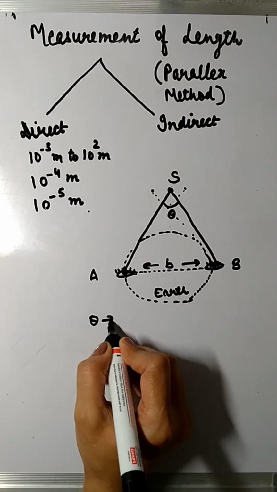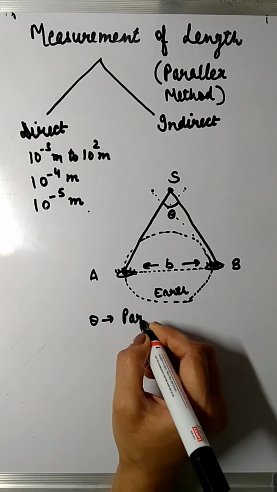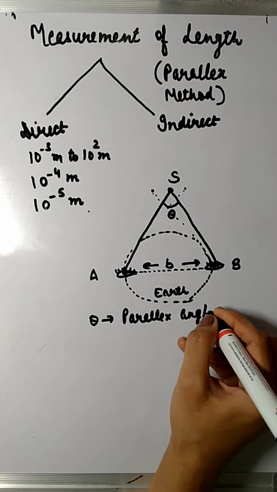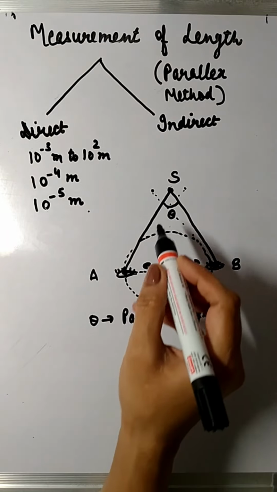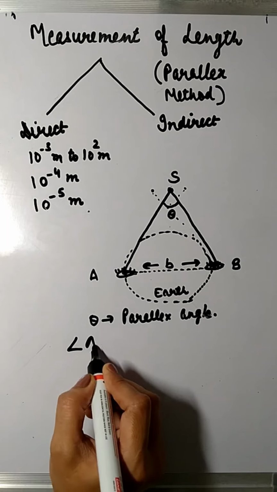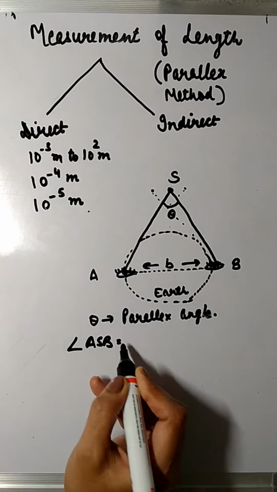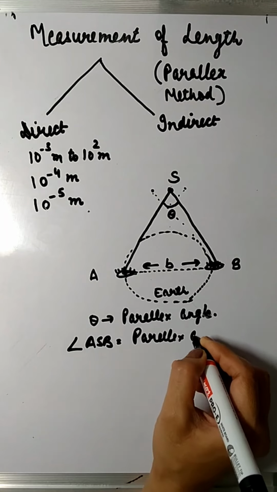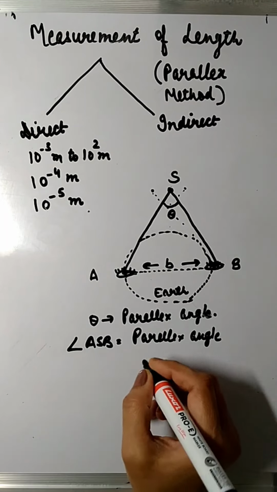Theta is the parallax angle, or angle ASB. Angle ASB is equal to the parallax angle, which is always in radians.